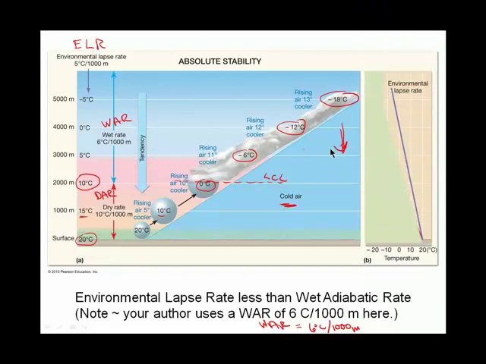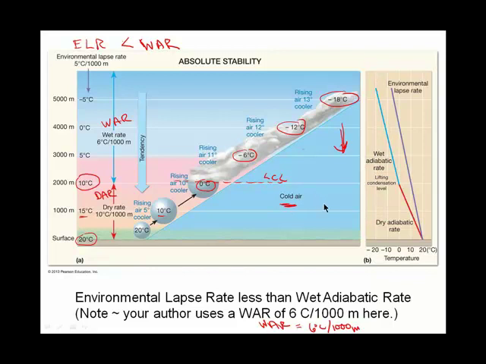This is absolutely stable. This will always be the case if, like I said, the environmental lapse rate is, what we say, less than the wet adiabatic rate. And we're going with a wet adiabatic rate of 6 degrees Celsius for every 1,000 meters that chunk of air rises or is forced to rise. So if we look at the purple, that is the environmental lapse rate. You can see how the temperature is cooling as it goes up in elevation.